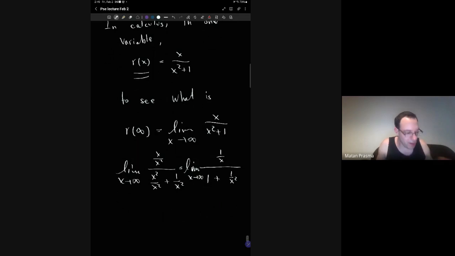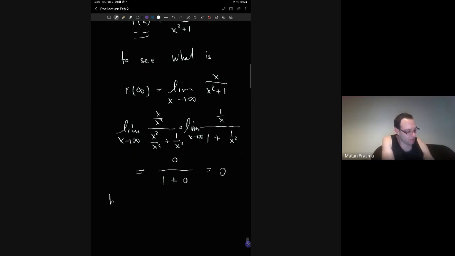And now in the last expression, I can actually calculate it, because 1 divided by infinity is 0, and also 1 divided by infinity squared is 0. So I get 0 divided by 1 plus 0. This is 0.